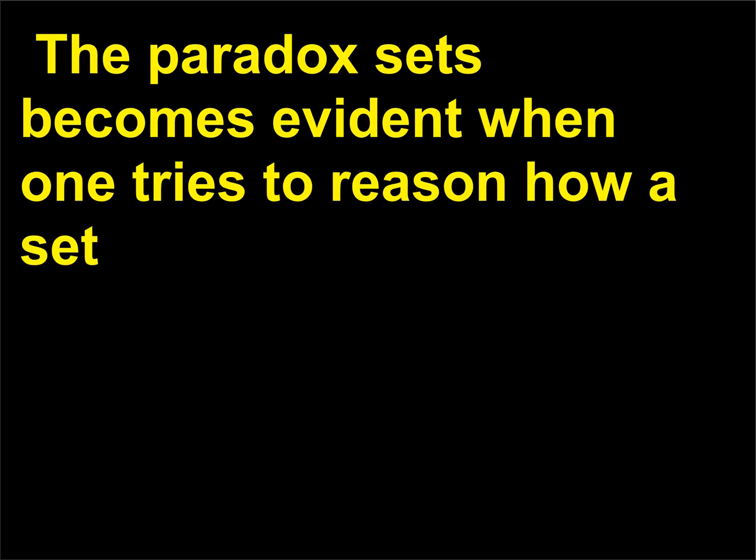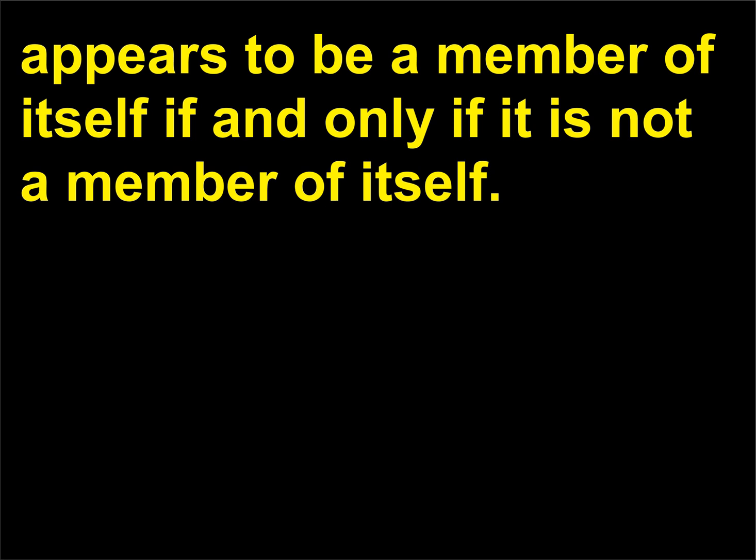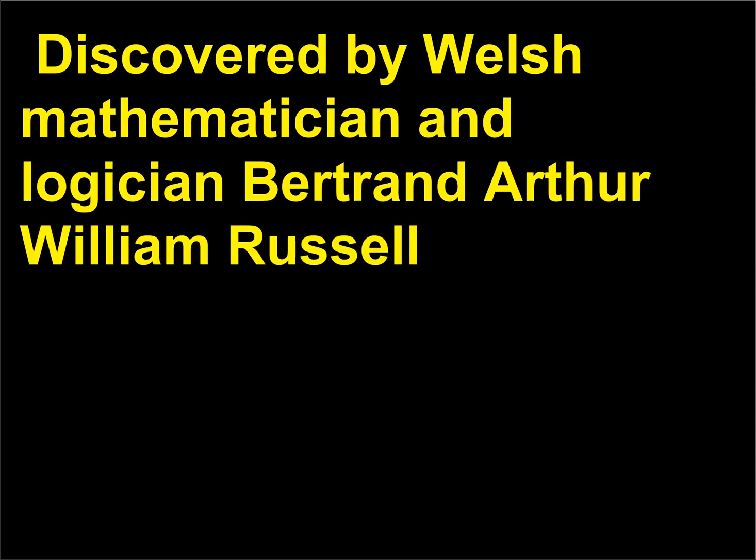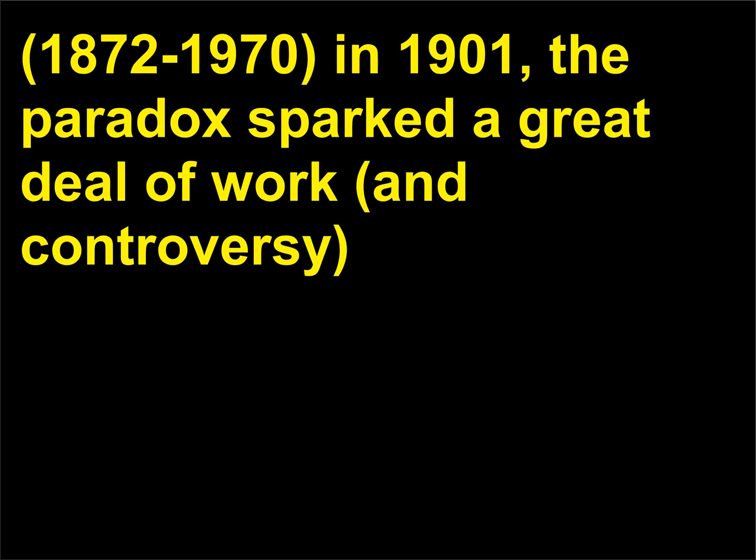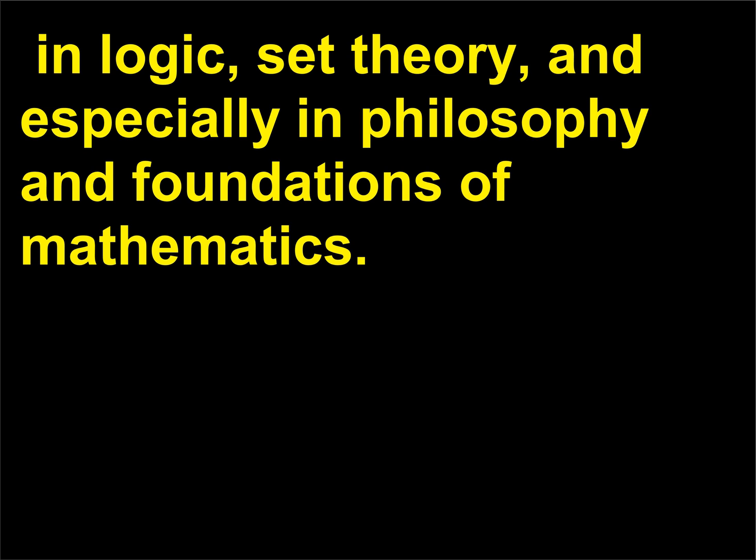The paradox becomes evident when one tries to reason how a set appears to be a member of itself if and only if it is not a member of itself. Discovered by Welsh mathematician and logician Bertrand Arthur William Russell, 1872 to 1970, in 1901, the paradox sparked a great deal of work and controversy in logic, set theory, and especially in philosophy and foundations of mathematics.